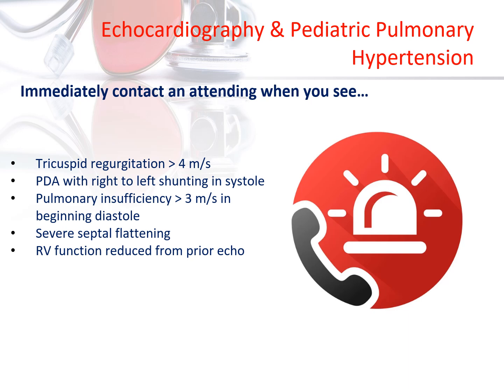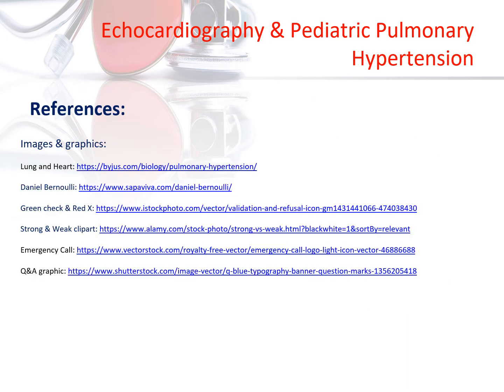Now, my suggestion to you is if the kid is stable, continue to build your case about the pulmonary hypertension and then reach out to your attending. However, if you have immediate concerns about the child and you see any of these indicators, then I would immediately reach out to them. Here are my references.